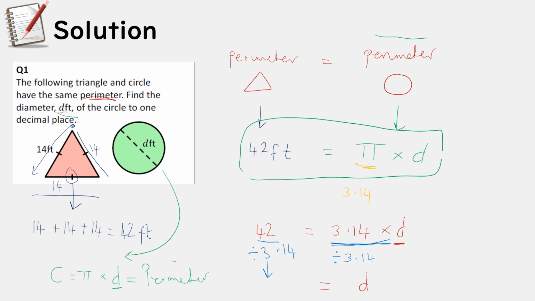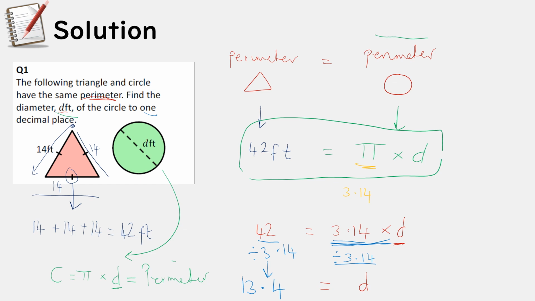We're going to put that in our calculator. That gives us a long decimal, but I'm just going to round it to one decimal place because that's what it's asked for in the question. So that's going to be 13.4. And on this side, the 3.14 divided by 3.14 will give us 1, or I could just leave it as just D on its own like that.